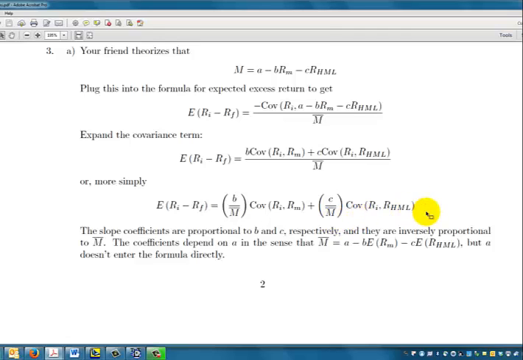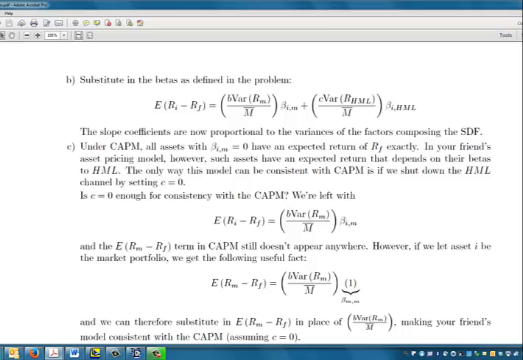The slope coefficients are proportional to B and C, respectively, and inversely proportional to M bar. But of course, M bar is always pretty close to 1, because it's 1 over 1 plus the risk-free interest rate. So the coefficients do depend on A indirectly through M bar, but not in any direct fashion. So that's part A. Part B, we can just substitute in betas, but essentially by multiplying and dividing by variances. The beta is the covariance divided by the variance, so then we multiply again up here. Now we get the slope coefficients proportional to the variances of the factors that make up the SDF.